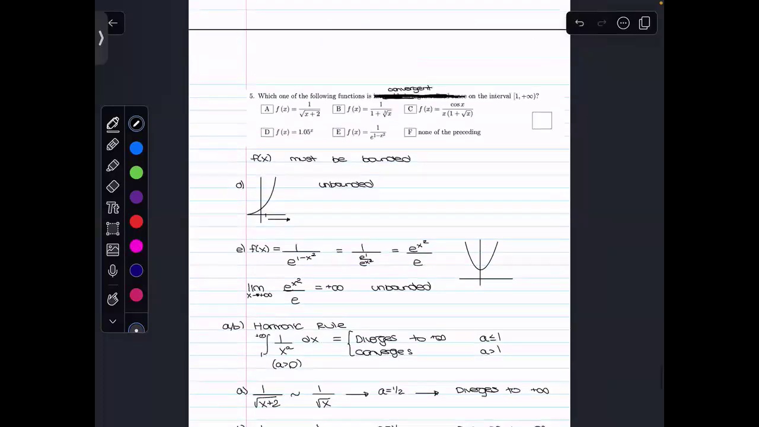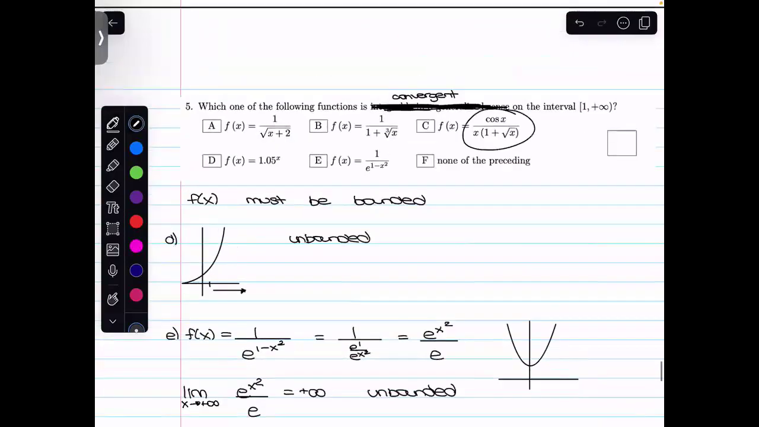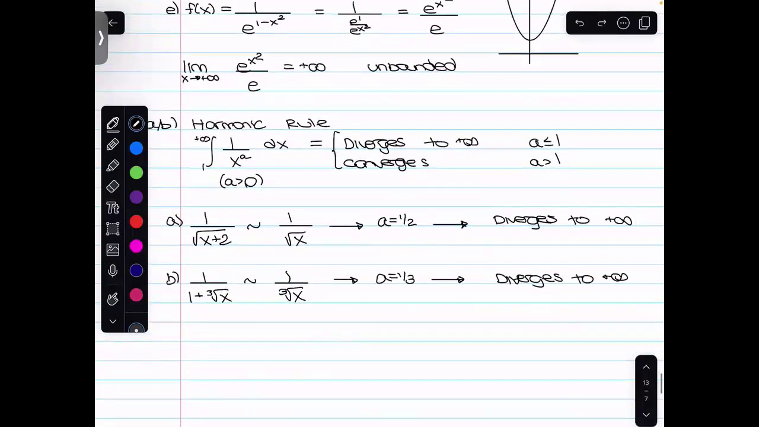And I saved this one for last because it's a bit messier to work with. But then again, when you see that you have a cosine or a sine by itself in the numerator, if it's by itself, it's going to mean that the function constantly changes sign. And when that happens, when the function is not eventually positive or eventually negative, then technically you can't use the asymptotic comparison test, because just like the comparison test, you need to have eventually positive functions.